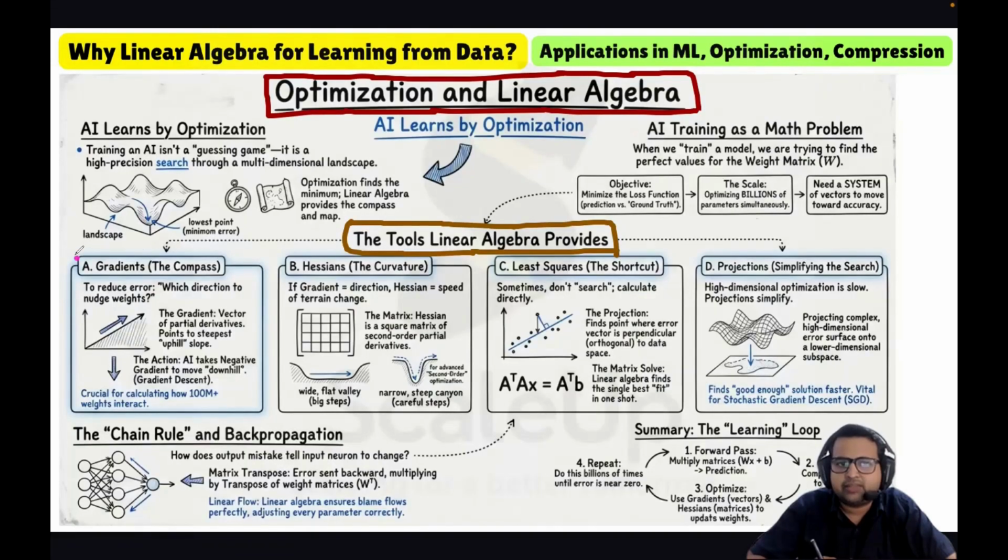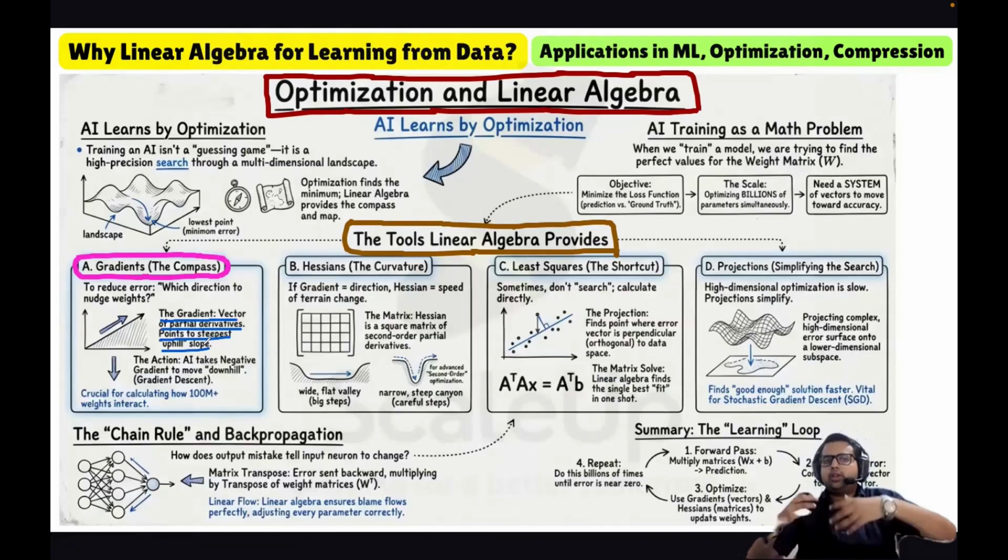Linear algebra provides us the gradients. The gradients are like a compass. They show the direction: in which direction we should move and how much we should move. So linear algebra provides gradients as tools. The gradient is basically a vector of partial derivatives. In linear algebra terms, it points in the direction of the steepest slope of the error.